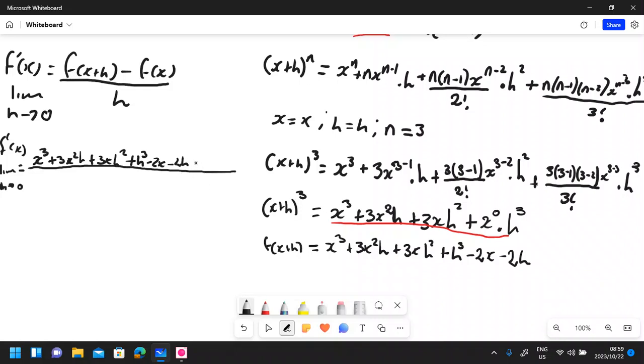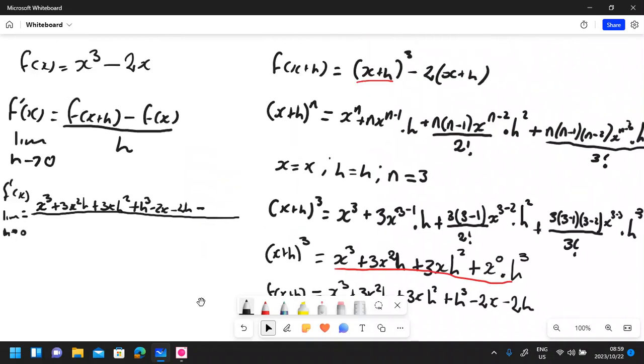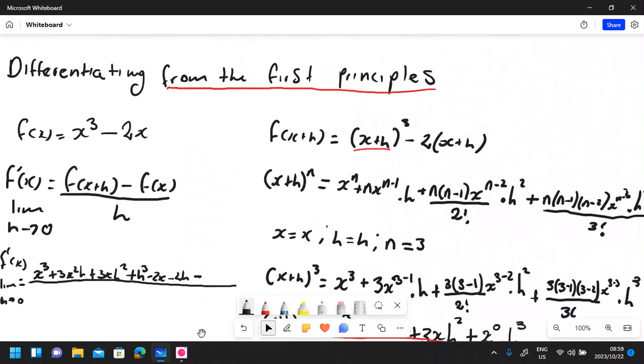So let's not forget minus f of x. If you go up there, guys, you will see what is f of x. Remember, f of x is actually x to the power of 3 minus 2x. So do not forget to put that in our bracket. We're gonna have x to the power of 3 minus 2x. So that is our f of x. And then let's not forget all this is divided by h.